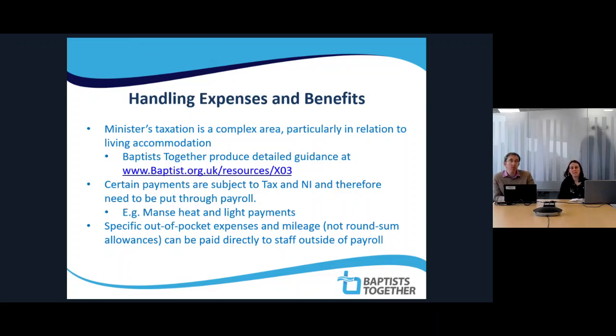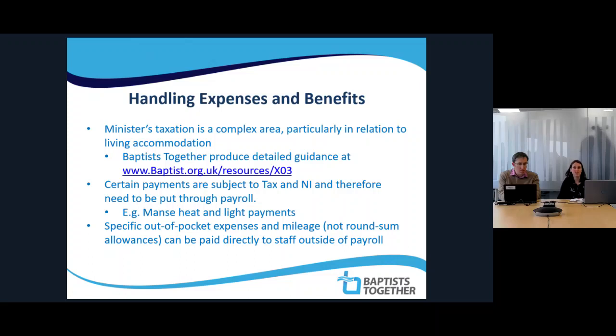Up until about 2 years ago, you could pay these directly to the minister, and they would be declared on a P11D, everyone's favourite form. I think a couple of years ago, they started trying to phase out P11Ds. So heat and light now is a payment that does need to go through payroll. It is not a benefit in kind. You don't need to register with HMRC to get permission to pay them like you used to.